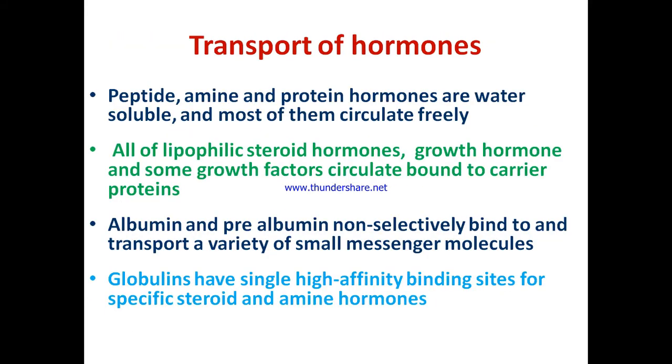How are hormones transported? They are transported in two ways. One, bound to certain materials, or they are transported freely. Peptide, amine and protein hormones are water soluble. So they are dissolved in water and they can easily be transported through the interstitial fluid or through the blood. So they are circulated freely. Whereas all of the lipophilic steroid hormones are not water soluble. Then growth hormone and some growth factors circulate bound to carrier proteins.